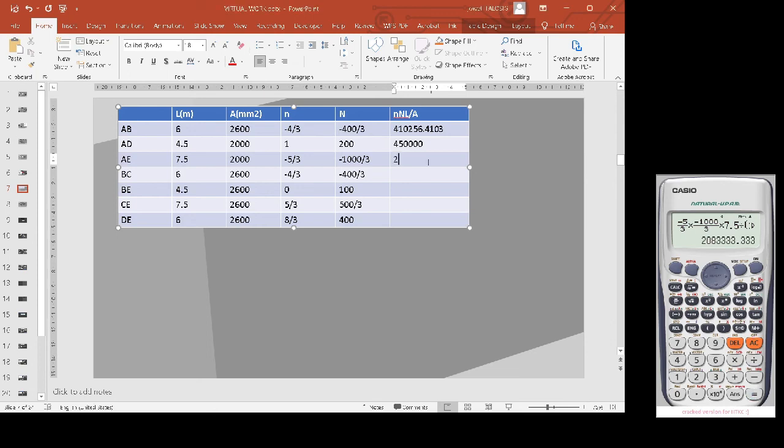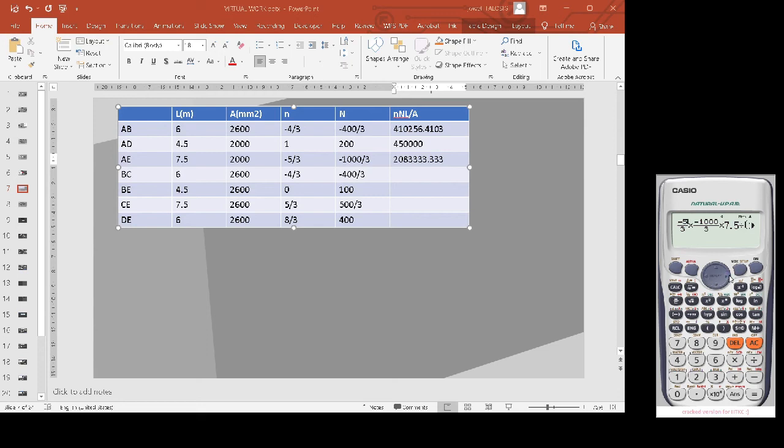So, 2,000,000, no? 83,333.33. Okay? Let me check. Okay na. So, next tayo. Pagkalutan yung negative sign natin. Tama ba? Okay, tama. So, punta tayo sa pangalawa.